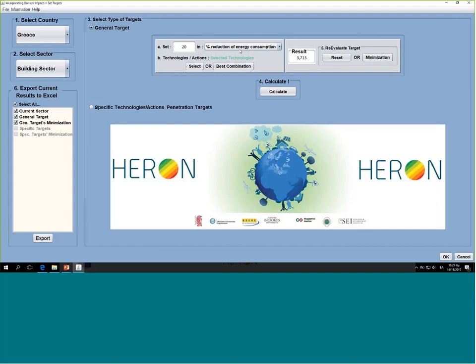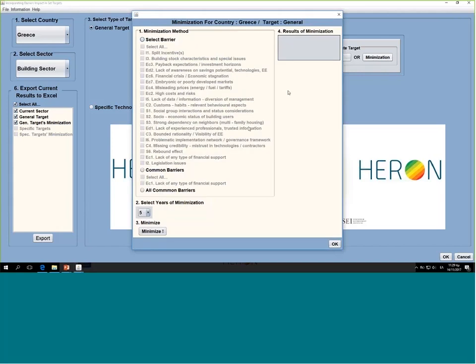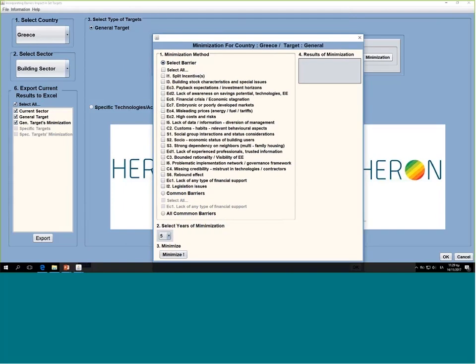We can also see the deviation, meaning that we target a reduction of 20%, but now, due to the barriers, we only achieve 3.7, which shows that there is a deviation of almost 16%. We can minimize this deviation by selecting the barriers that we consider can be confronted with the appropriate policy mixture.